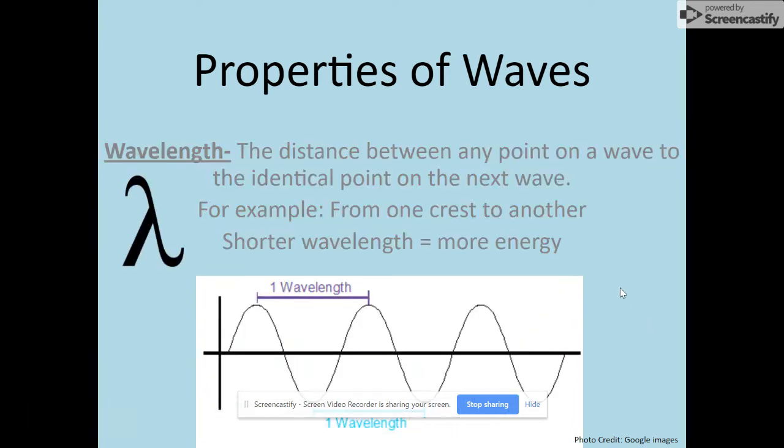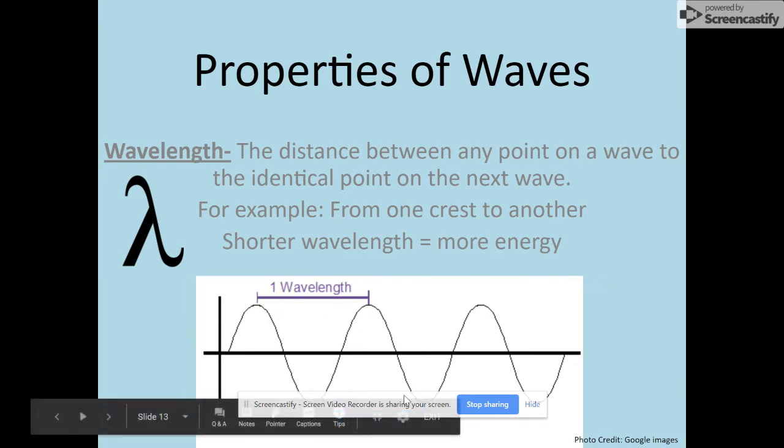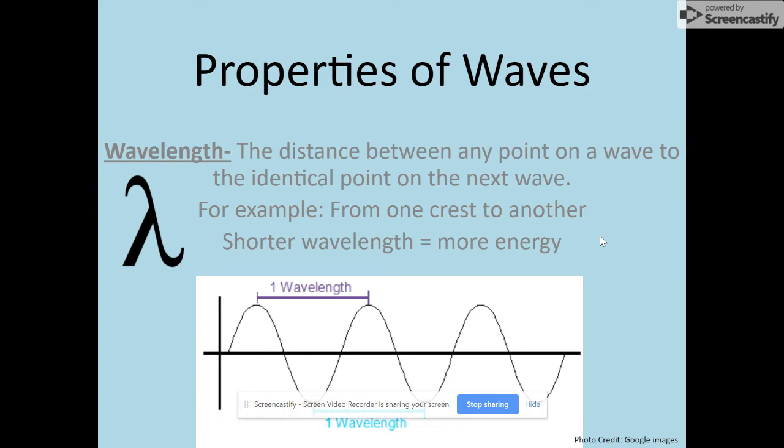Okay, wavelength, we talked about that upside down Y is known as wavelength. This is the distance from any point. We mentioned this a little bit earlier in the notes. So from any crest to another crest, or from any trough to another trough. Shorter wavelength equals more energy. Stronger wave means that the wavelengths are closer together.